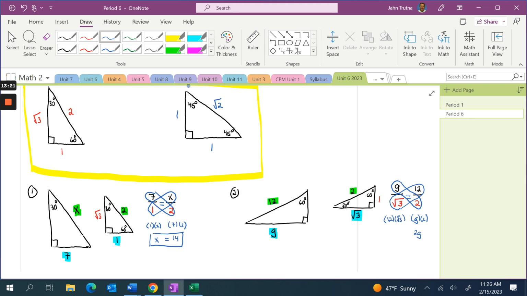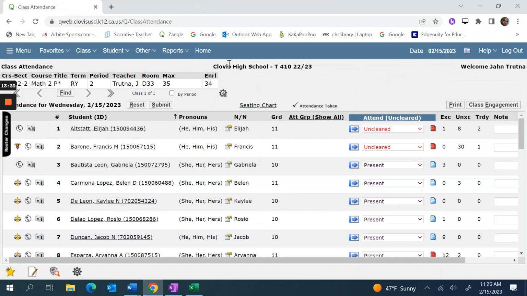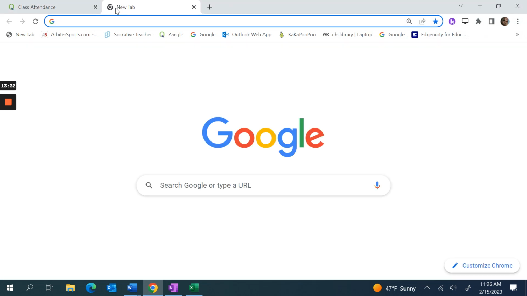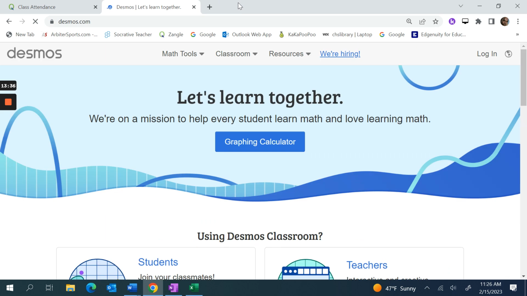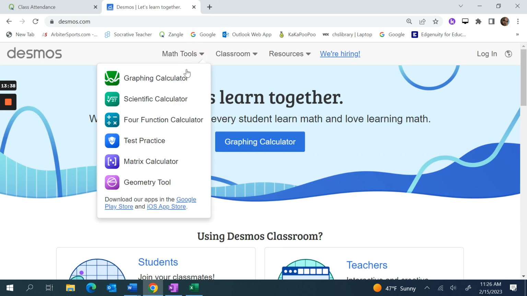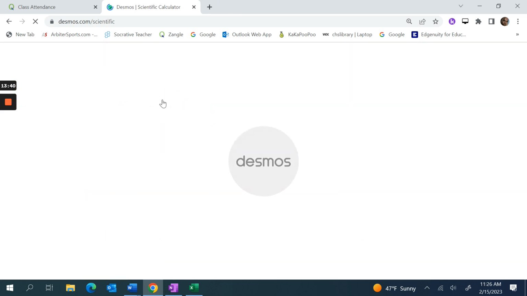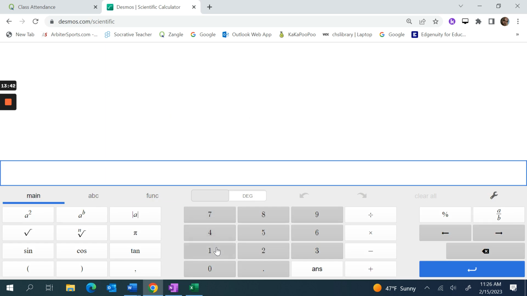And this is where you're going to need a calculator to figure out what 12 multiplied with the square root of 3 is equal to. Okay, so I'm going to just quickly open up the internet here. I'm going to go to desmos.com. Great website to use. I'm going to go to my math tools, my scientific calculator, and I'm going to multiply 12 times the square root 3. So 12 and then the square root 3.